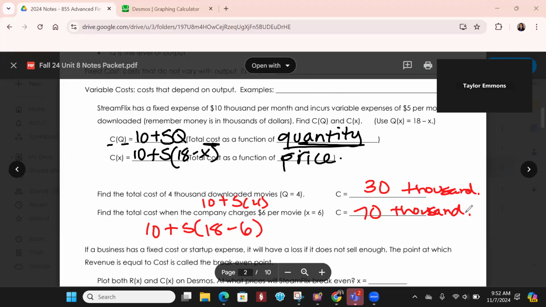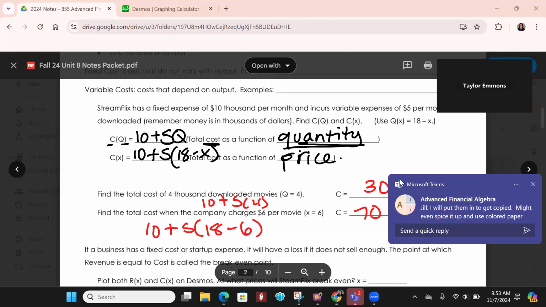If a business has a fixed cost or startup expense, it will have a loss if it doesn't sell. There are a lot of businesses that go under within the first 90 days of being open because they didn't do their math right. The point at which the revenue is equal to the cost is called the break-even point. That means they don't have any profit, but they also don't have any more expenses. They've broken even. Plot both R of X and C of X on Desmos. At what prices will Streamflix break even?